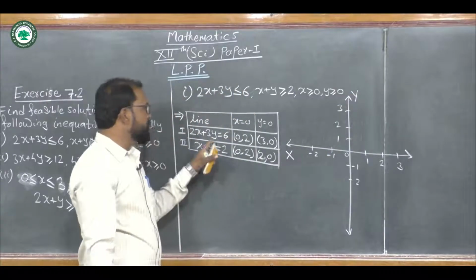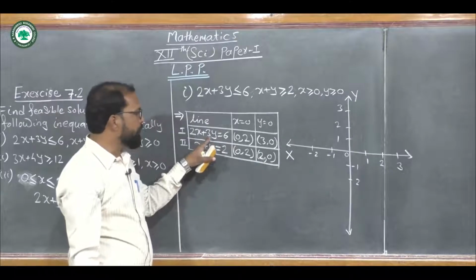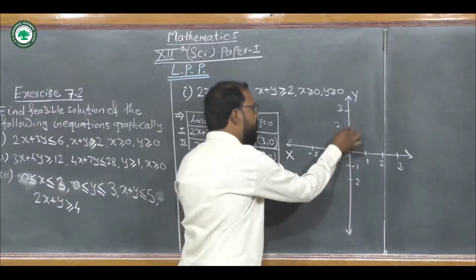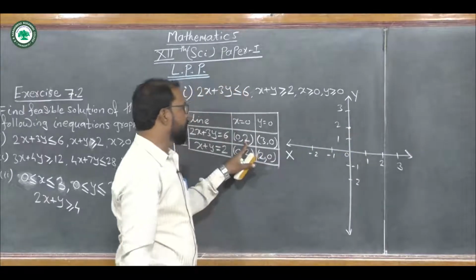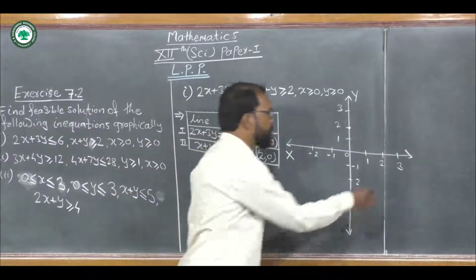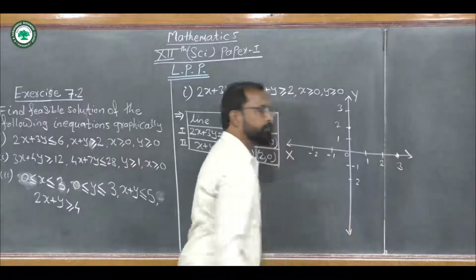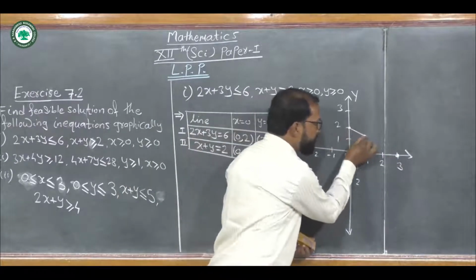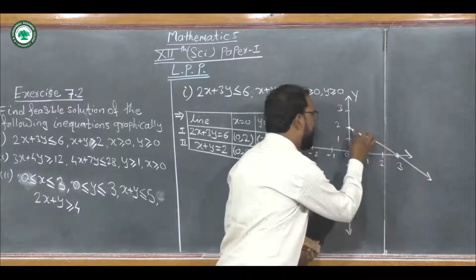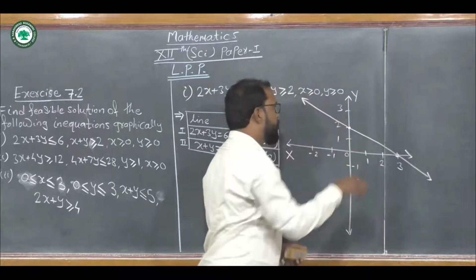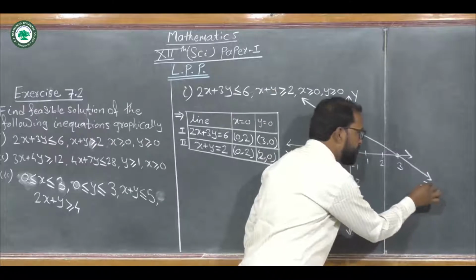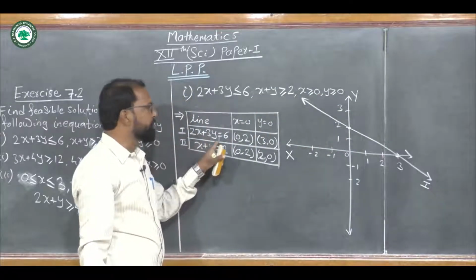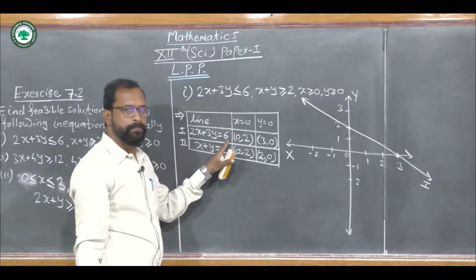Now for the first line, the first point is 0, 2. 0, 2 means it is on the y-axis here. And the second point is 3, 0. Here it is 3, 0. So connecting these 2 points, we get the first line whose equation is 2x plus 3y equals to 6.